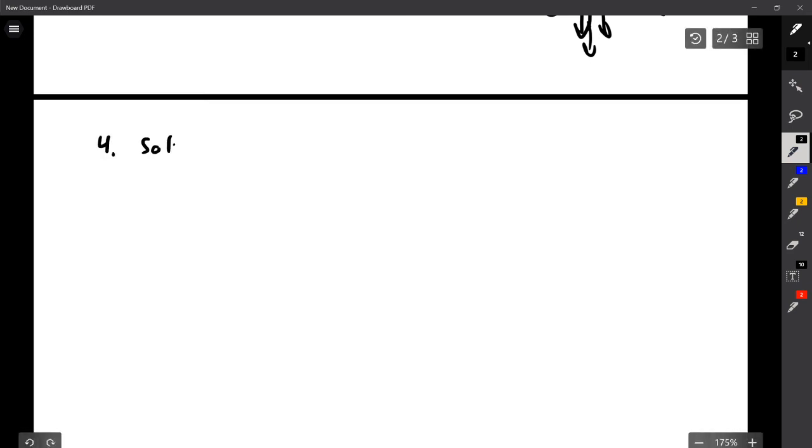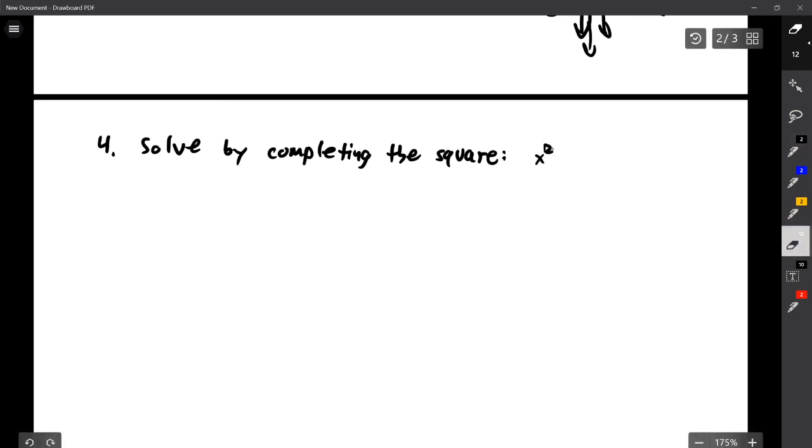Solve by completing the square. Here's what we want to solve. We want to solve x squared, oops, sorry, that's a squared. x squared minus 6x plus 2 equals 0.